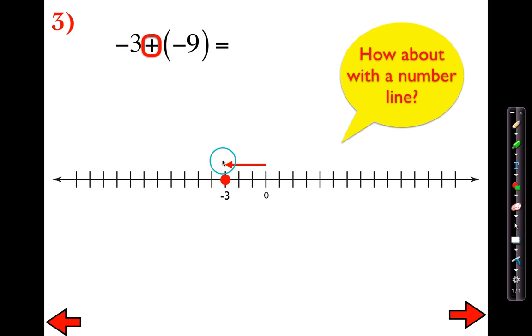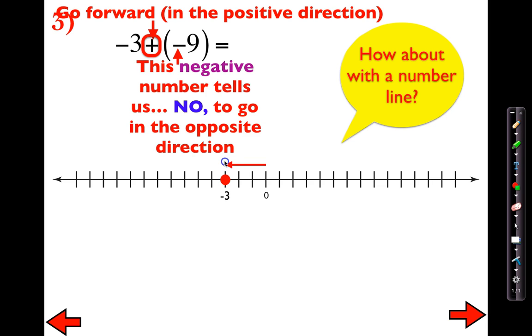So here, originally, since it was plus, I was going to intend to move forward, but because it's negative, I now need to move to the left 9. So if you move 9 to the left, you're going to find yourself at -12. Okay? So my answer is -12.